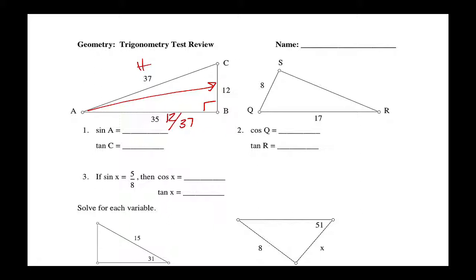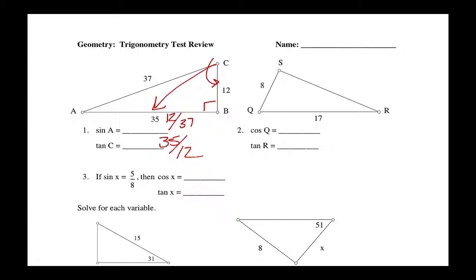The tangent of C, I have to look at the other angle. So C, the tangent is the opposite over the adjacent. So when I look at angle C, it's a different angle than A. So the opposite now is 35, the adjacent is 12, so the tangent of C is just 35 over 12.